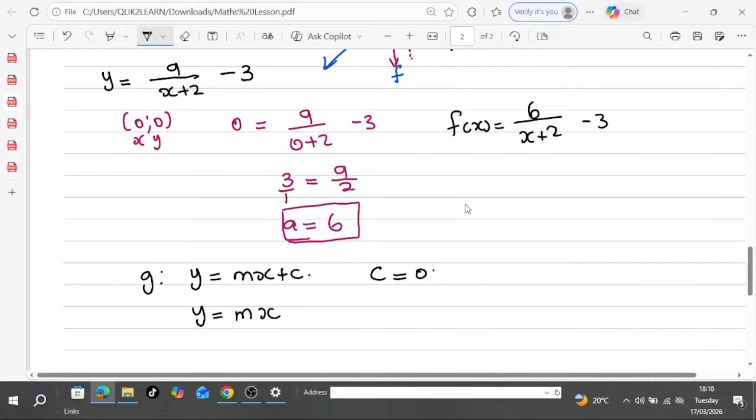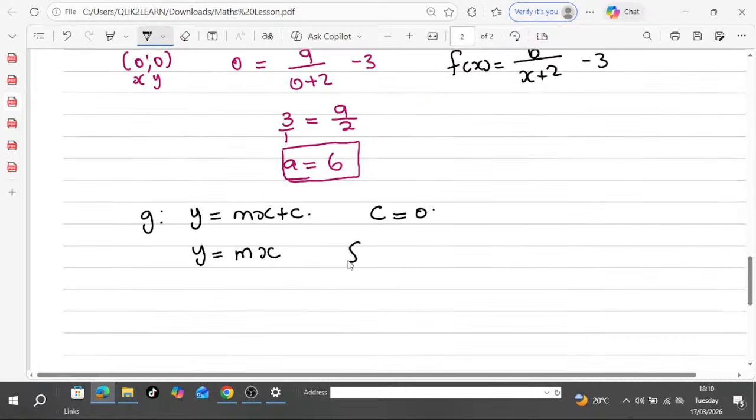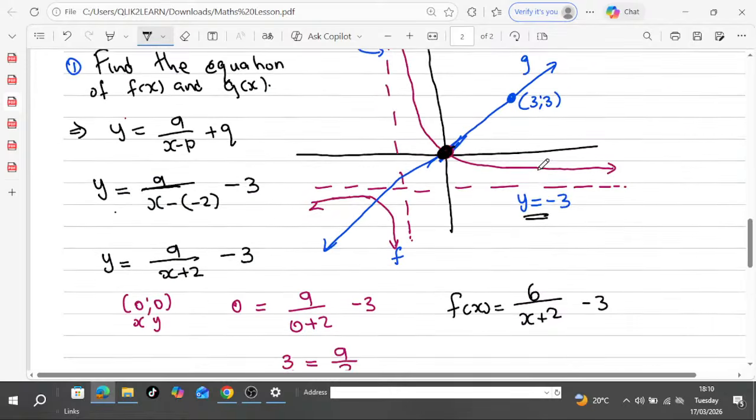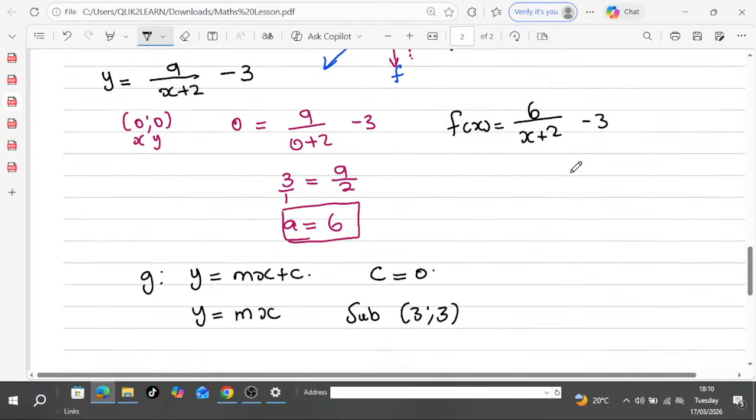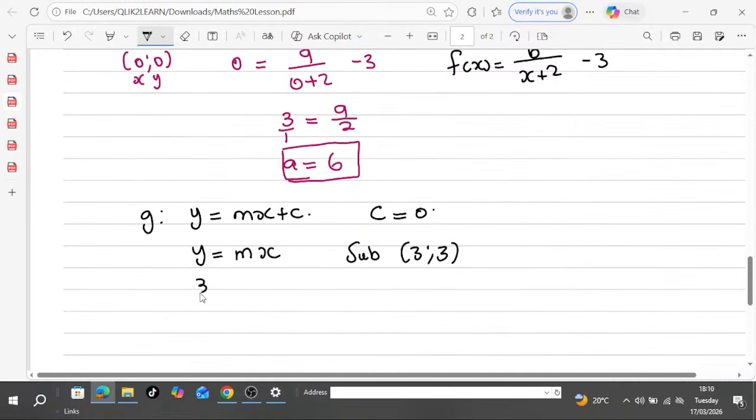So to find the gradient, I can just substitute that point where it passes. We can sub in the point (3, 3). Remember, we have one point on the graph, which is this point here. We can substitute that point to find the gradient. So this will be 3 equals m times 3. Even if you use the gradient formula, you're still going to get 1. So the gradient here is equal to 1.